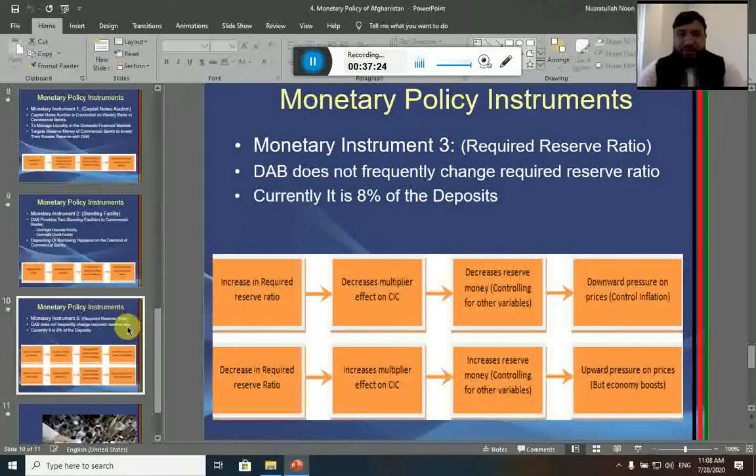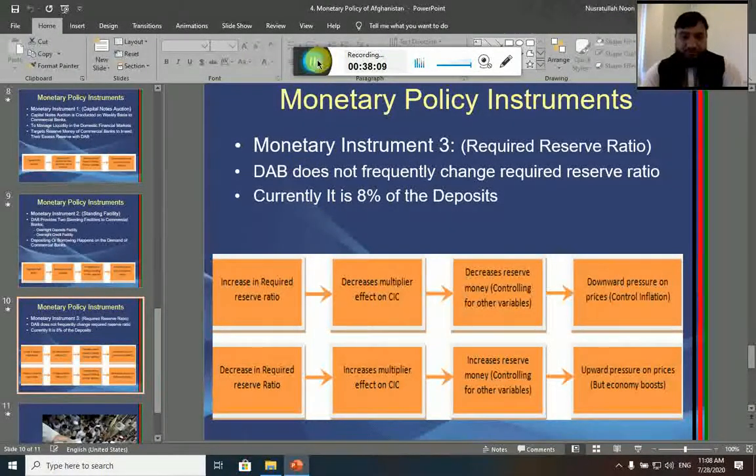Now, instrument three, required reserve ratio. The Afghanistan Bank does not frequently change the required reserve ratio. It's currently 8% of the deposit. This means that on a daily basis, out of the total of the deposits from the customers, 8% of the total should be deposited to the central bank. So 8% of the money in circulation comes to the central bank daily. This could be increased to 10% or 12%, or could be reduced to 5% based on the need that the central bank feels.